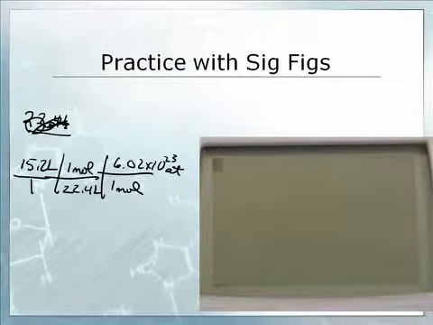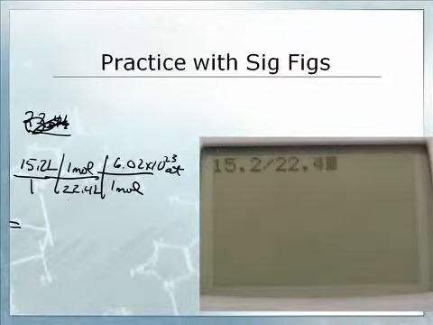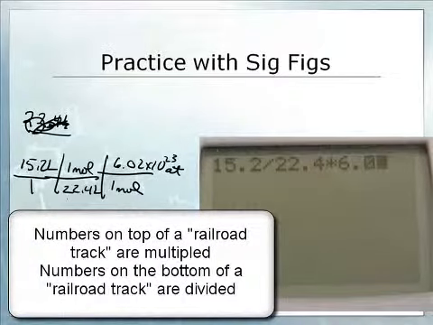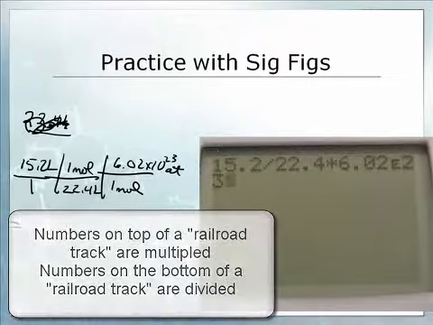So we've got kind of a bunch of those little railroad tracks there. We'll talk about the railroad tracks in just a couple of podcasts. So how do I put that in my calculator? You're going to type 15.2 divided by 22.4. That's on the bottom because it's in the denominator. And then times the 6.02 number using the double E button: 6.02 E 23.